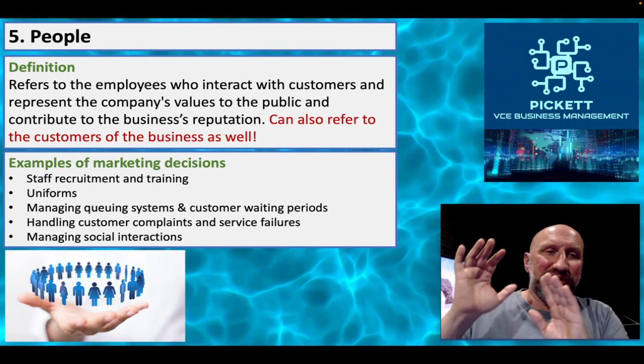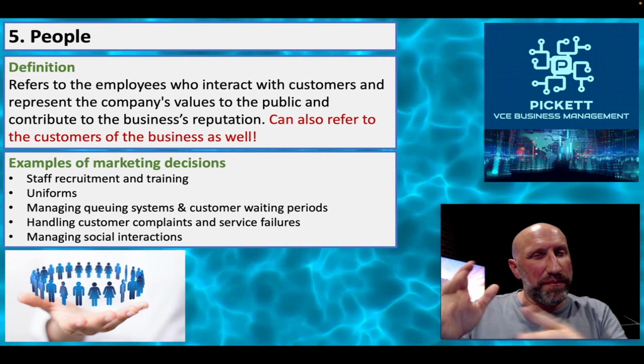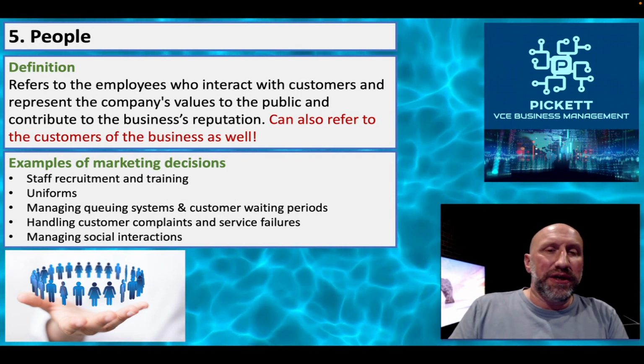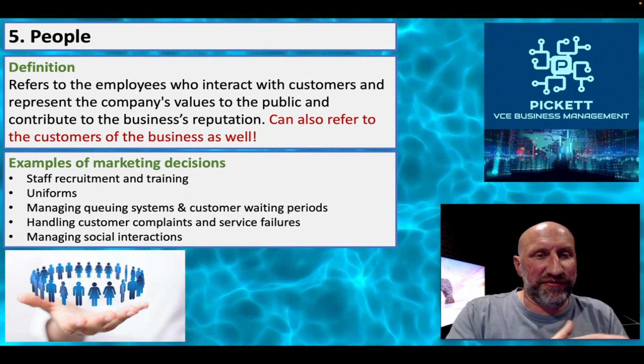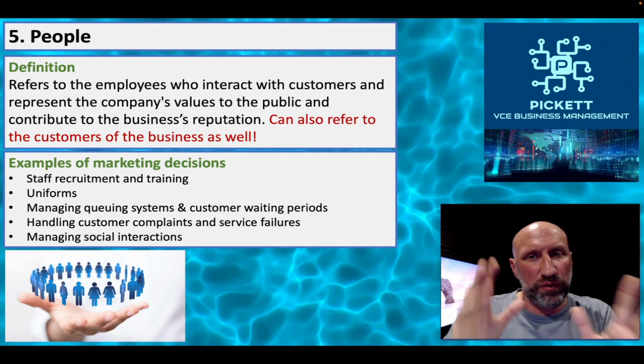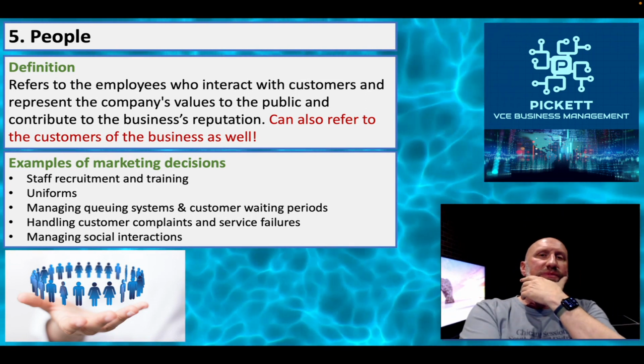Okay, moving on to the fifth of the 7 P's. Now, these final 3 are much quicker, particularly the last couple. So we're not going into as much detail with these ones as we were with the first 4, so don't worry. We're well over halfway here. We're not too far from the end.